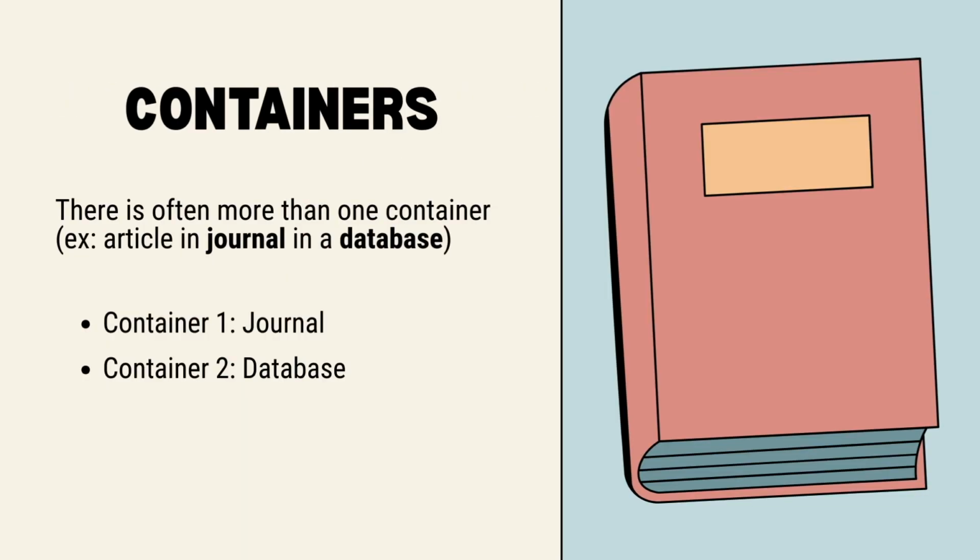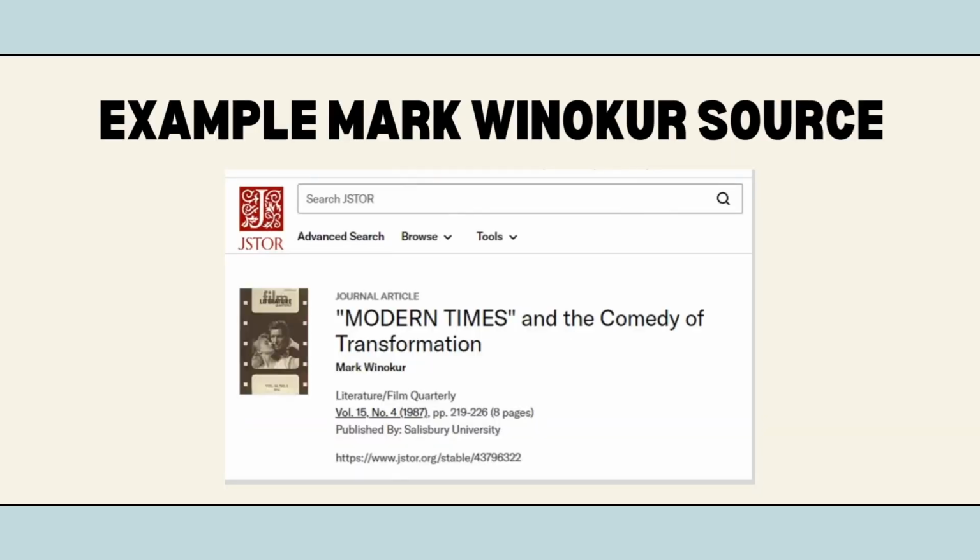The other thing about containers is there is often more than one container. For example, we may have an article within a journal, which is one container, and that journal is located in a database, which is another container. So now let's look at an example for citing in MLA.